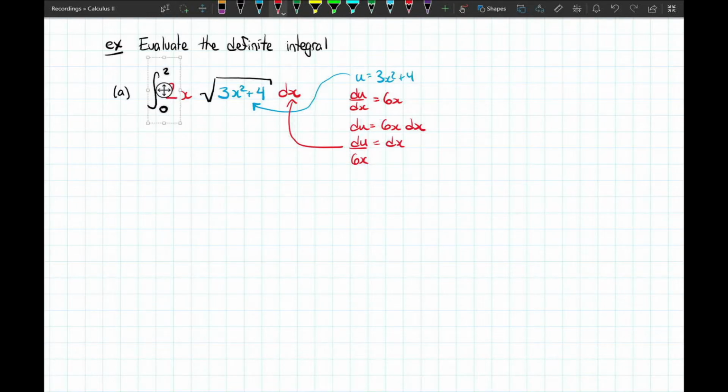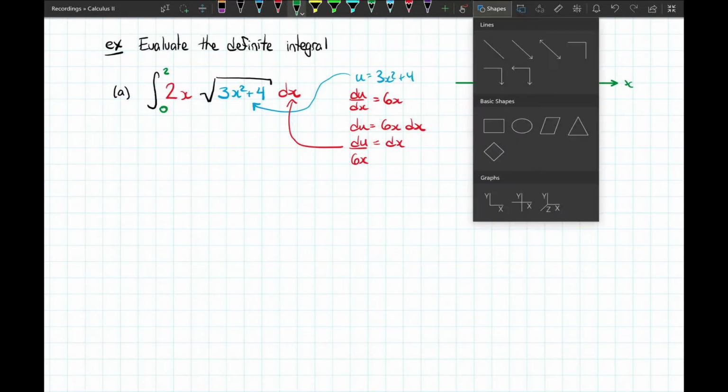0 and 2 are the boundaries of the interval of x. Think about it this way. We've got the x-axis right now, and we are integrating from 0 to 2. The new horizontal axis is actually going to be the u-axis.